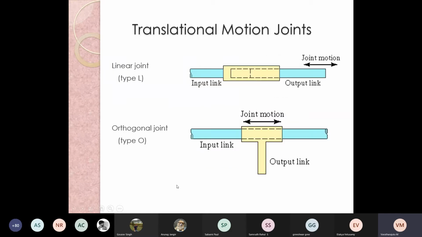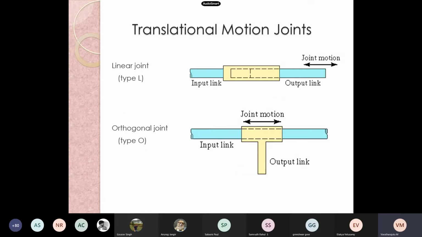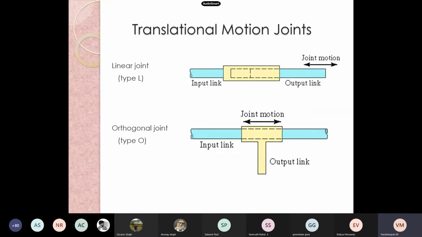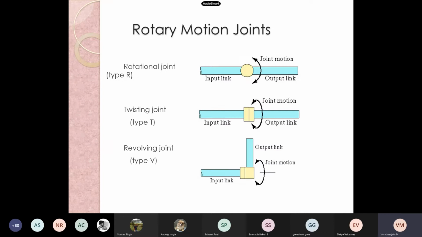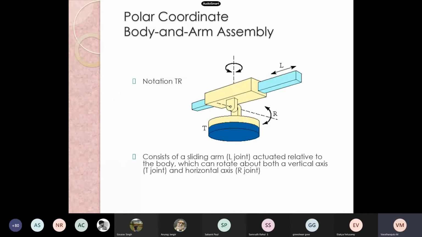So please remember these notations: L, O, R, T and V. L denotes linear joint, O denotes orthogonal joint, R rotational joint, T twisting joint and V revolving joint. Please remember L, O, R, T and V. This is what we have seen, and with this slide we will move ahead.